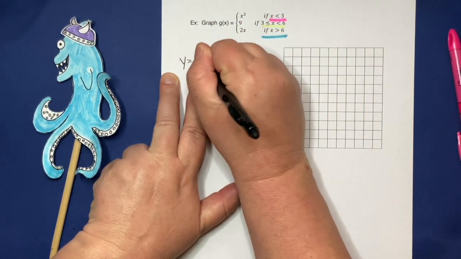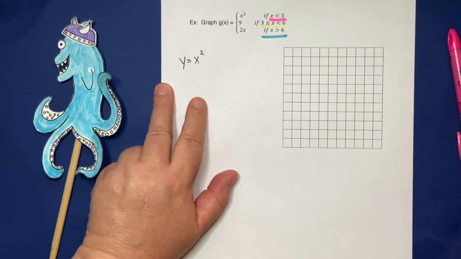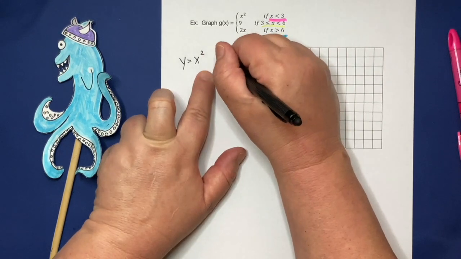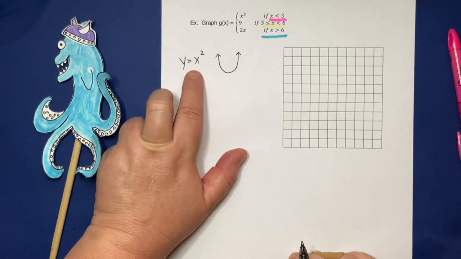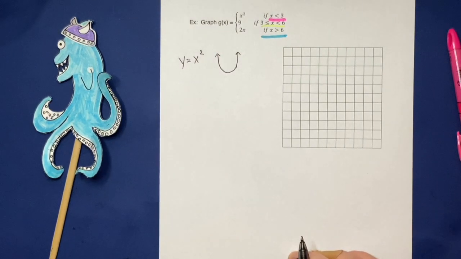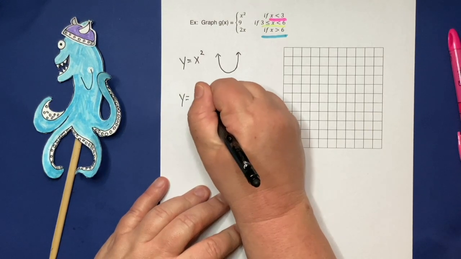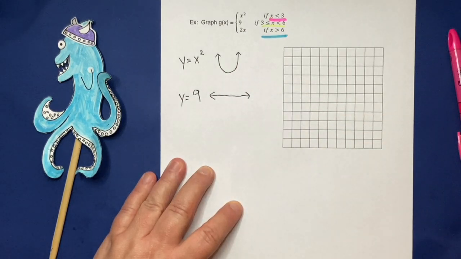y equals x squared is the one that might be the most unfamiliar. Some of you may never have graphed something like this. And x squared is a parabola. Looks like that. It opens upward if it's x squared. If it's negative, it opens downward. y equals 9 is just a horizontal line.